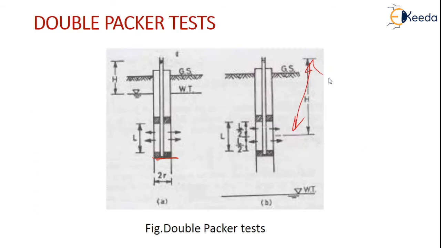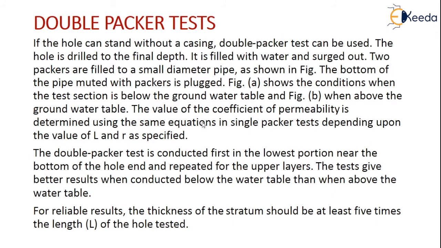Coming to the double packer test, it looks like this. Here we are using double packers. This is the length L. This is the radius, water table, ground surface, H from the top to the water table. So if the hole can stand without a casing, then the double packer test can be used. The hole is drilled to the final depth. It is filled with water and surged out. Two packers are fitted to a small diameter pipe as shown in the figure.